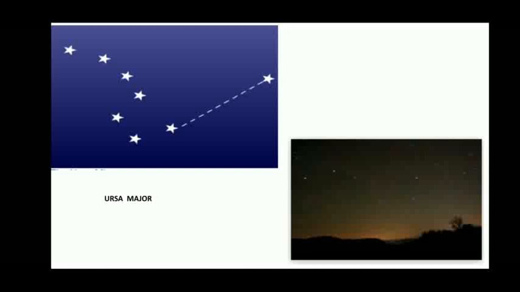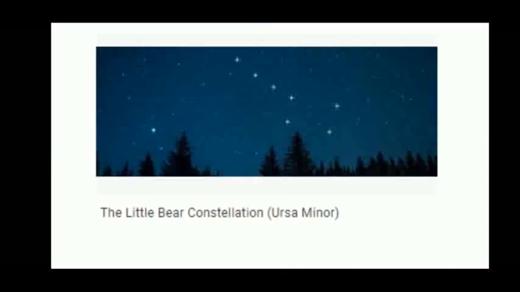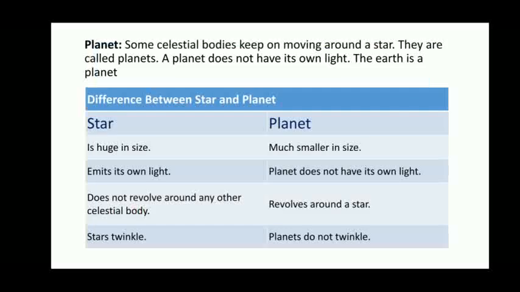Let us see how the Ursa Major looks. You can see the 7 stars in those pictures. The Ursa Minor, also called Saptarishi in Hindi, can be visible in this pattern.